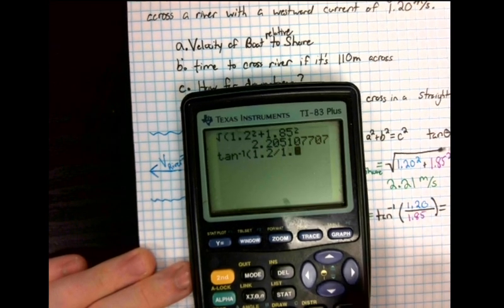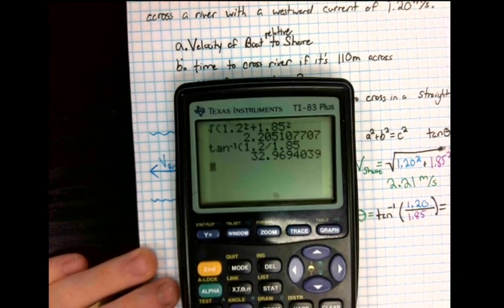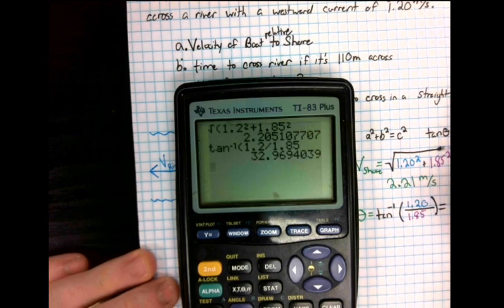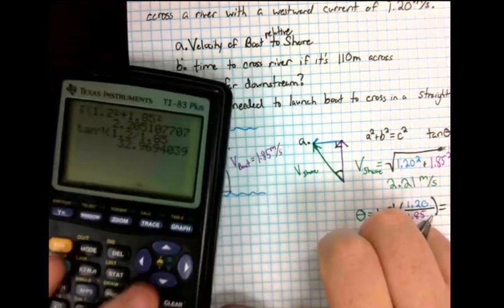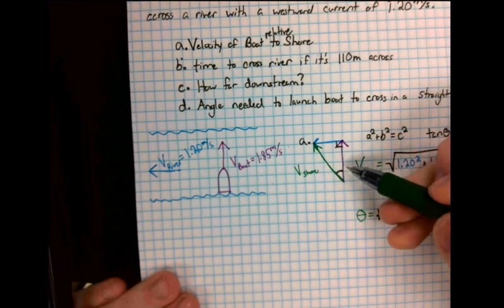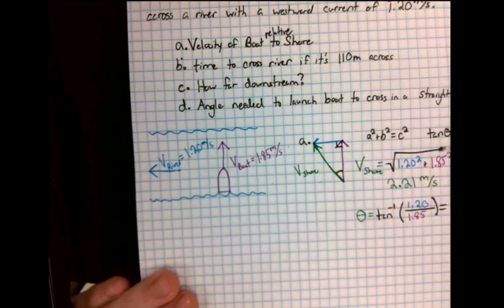1.2 over 1.85. And we get an angle of, we're going to go to 3 sig figs, so 33.0 degrees. And then we would describe this line as it is going west of north.